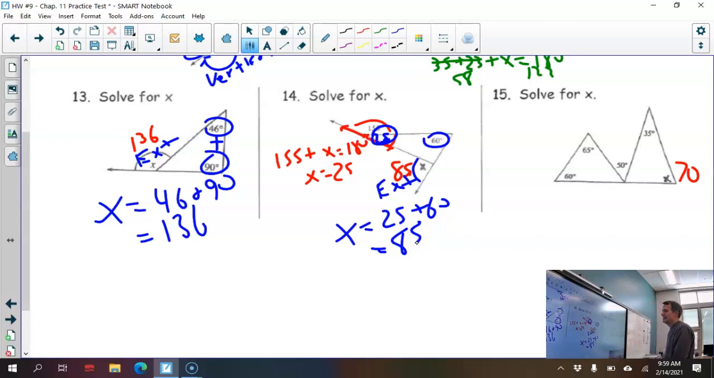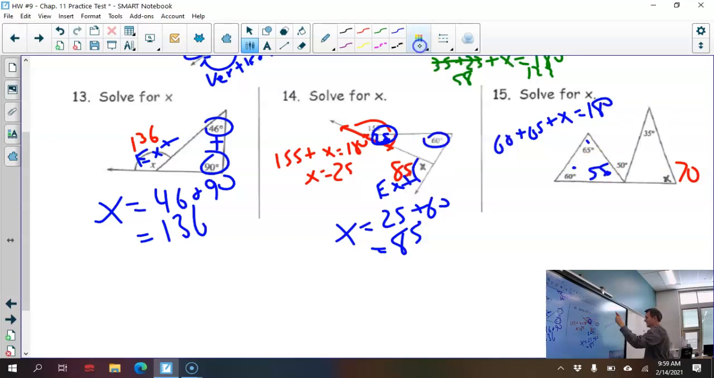All right, and finally, in number 15, I'm going to get this angle first. I'm going to use the angles in the triangle here. These three angles must add up to 180. So 60 plus 65 plus x equals 180. That would make x equal 55.